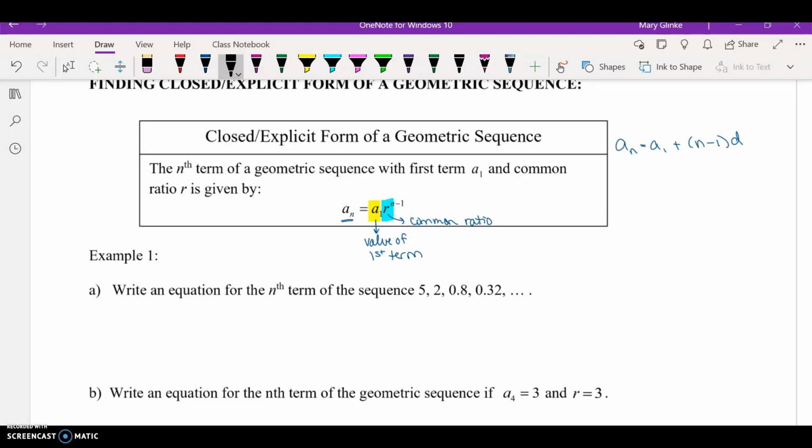So looking at this one, we have a sub n equals 5. That's our first term. And then for our common ratio, we need to figure out how we go from 5 to 2 and 2 to 0.8. You can always take a term and divide by the previous term in order to find that common ratio. So for this one, it is 2/5, and we just leave it as a sub n equals 5 times 2/5 to the n minus 1.